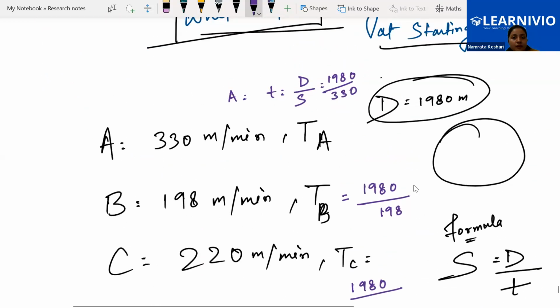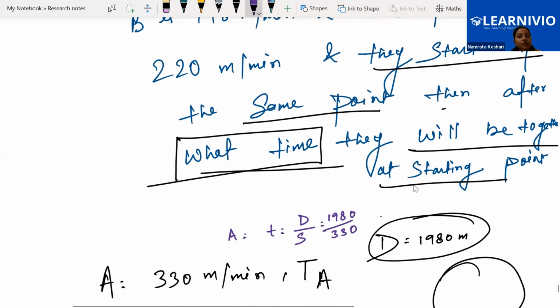Okay, ma'am. So whenever we are having this type of question, like when they will be together, when all the bells will ring together, when all the persons will be together, we have to find LCM in these types of questions also. Okay. Okay, ma'am.